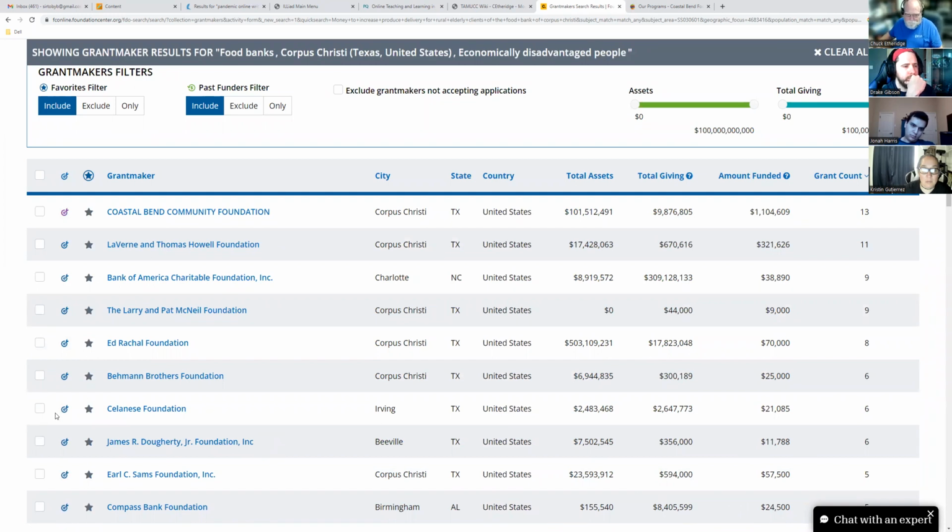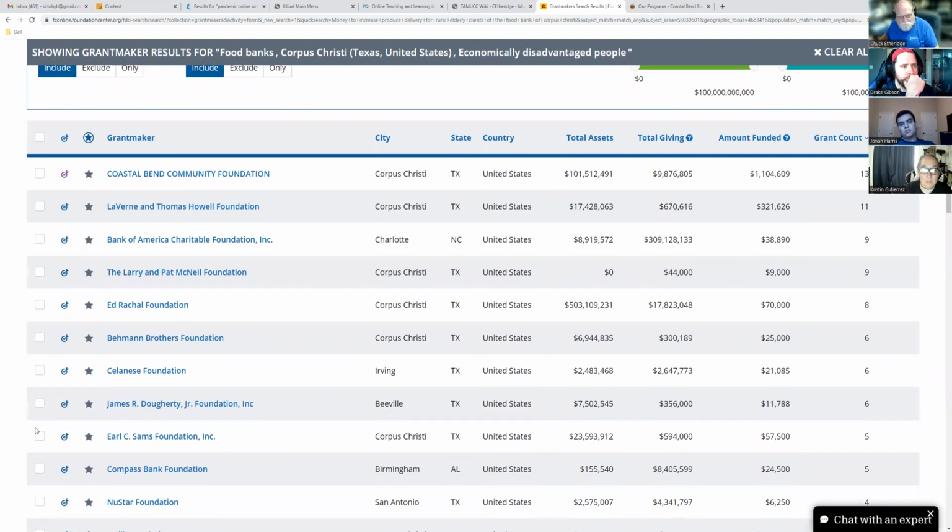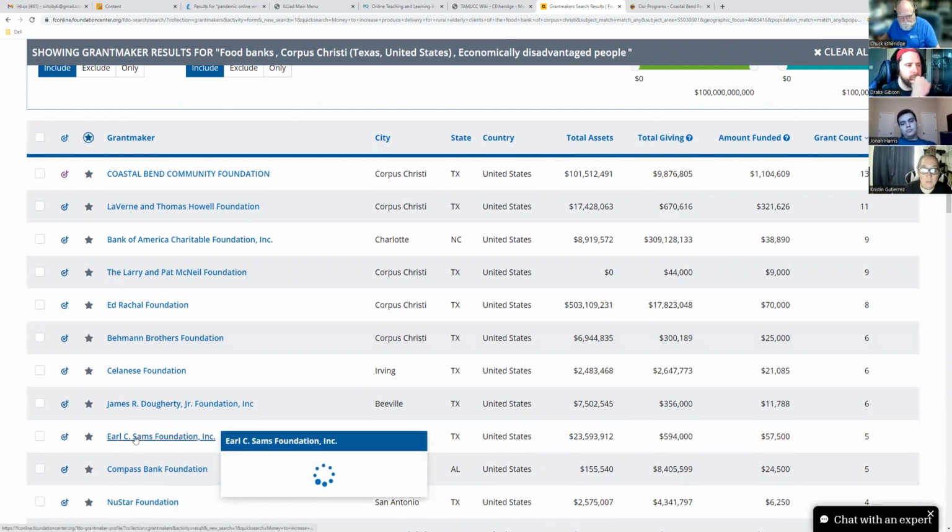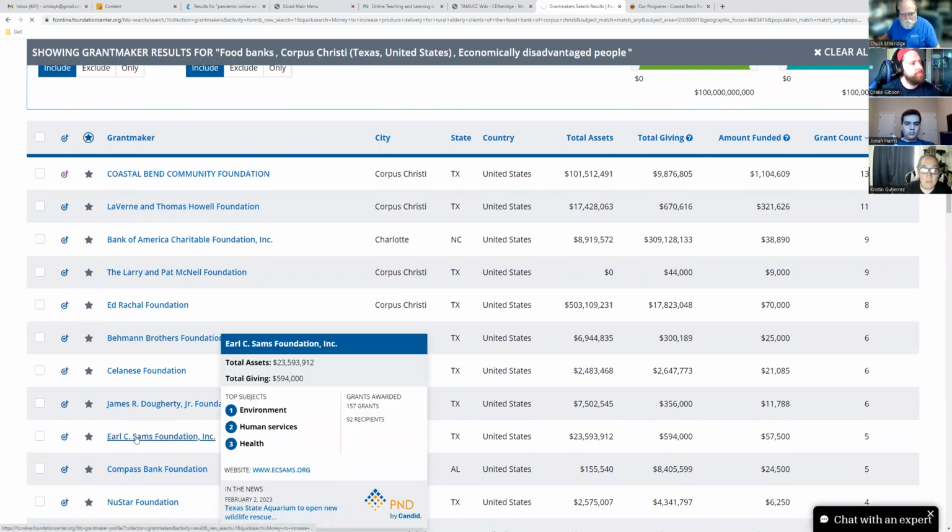So I'm just gonna skip down to here because there's no point in me pointing to foundations that the other group might be using as well. So we're gonna start with the SAMS Foundation. So let's click on that.